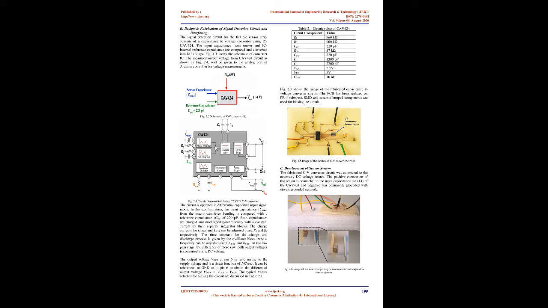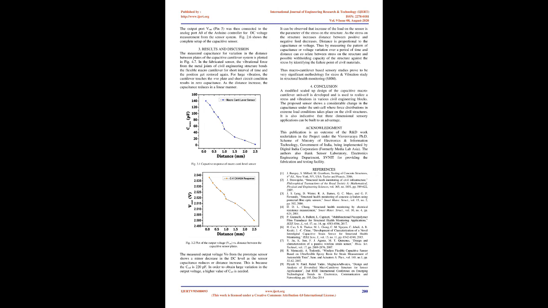C. Development of sensor system. The fabricated CV converter circuit was connected to the necessary DC voltage source. The positive connection of the sensor is connected to the input capacitance pin, 14, of the CAV424 and the negative was commonly grounded with the circuit ground network. The output port VOUT, pin 5, was then connected to the analog port A0 of the Arduino controller for DC voltage measurement from the sensor system. Fig 2.6 shows the complete setup of the capacitive sensor.